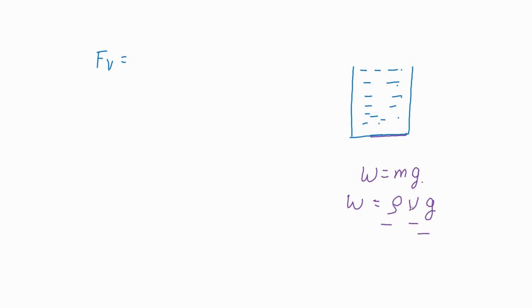Now what is the volume? For a cylinder, volume is pi r square h, but actually volume is equal to area into height. So what is Fv? Fv is equal to rho v g. Now what is volume? Volume is area into height.